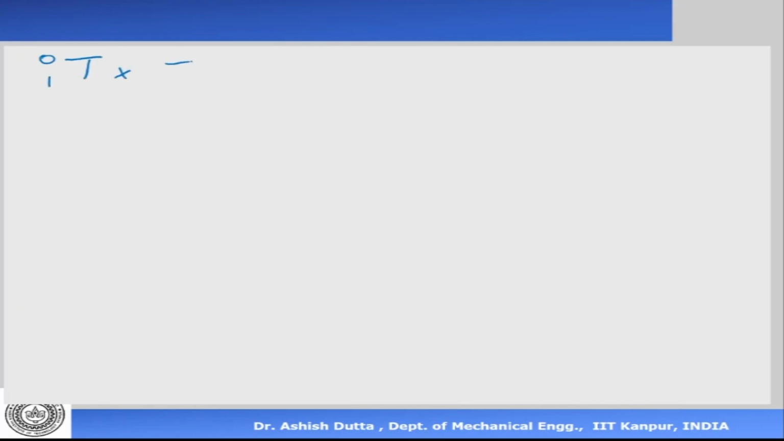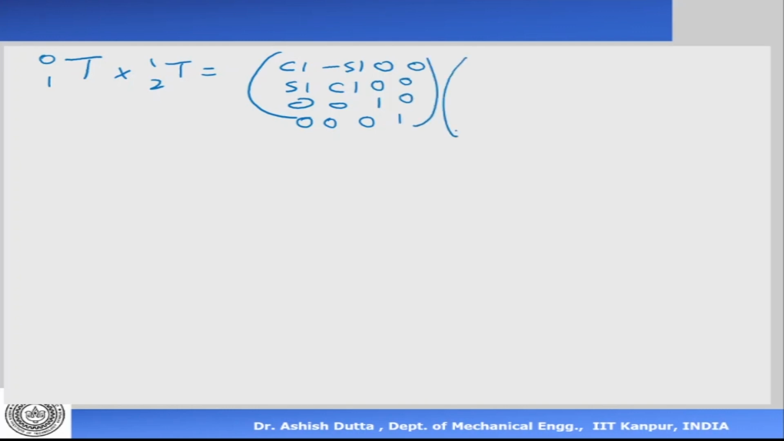to 1 into T1 to 2, which is equal to cos 1 minus sin 1, sin 1 cos 1, 0 0 1 0 0. This is 0 0 0, and this is 0 0 0 1. What is T1 to 2? It is cos 2 minus sin 2, sin 2 cos 2, 0 0 1 0 0. So this is 0 0 0, and this is L1 0 0 1. Okay, what do we get?